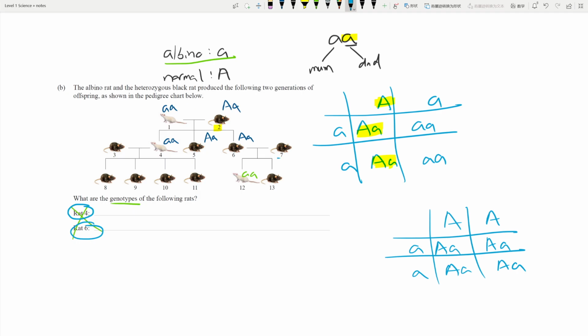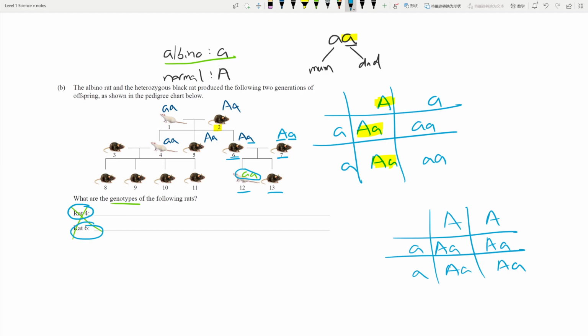All right, let's look at number 7. Number 6 and number 7 want to reproduce number 12 and number 13. Now number 12 is small a, small a. So that means number 6 has to have a small a, and number 7 has to have a small a. But we know number 7 is a normal hair color, so it also has to have a capital A. So it's to do with logic.